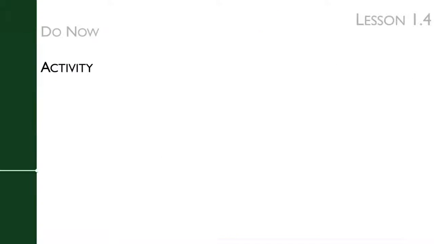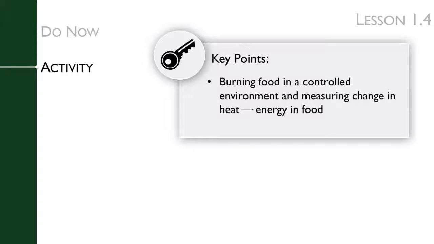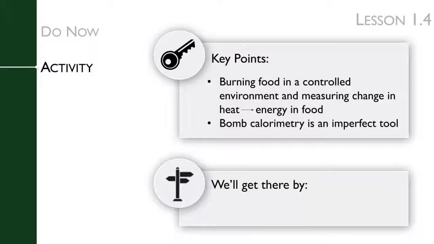The key points of this lesson activity are that burning food in a controlled environment and measuring the change in heat is a way to measure how much energy is in that food. This is called bomb calorimetry. Bomb calorimetry is an imperfect tool to measure calories because some components in food will burn that otherwise would not be used for energy in our bodies, like fiber. We get there by conducting the calorimetry lab.